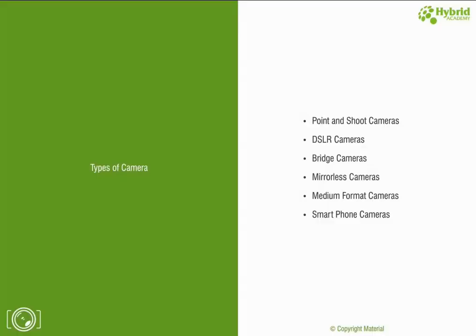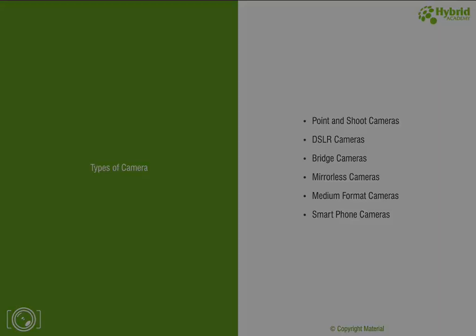Moving further, let's see what all are different types of cameras. So here's a list of different types of cameras. We will discuss all these in more detail in coming slides.